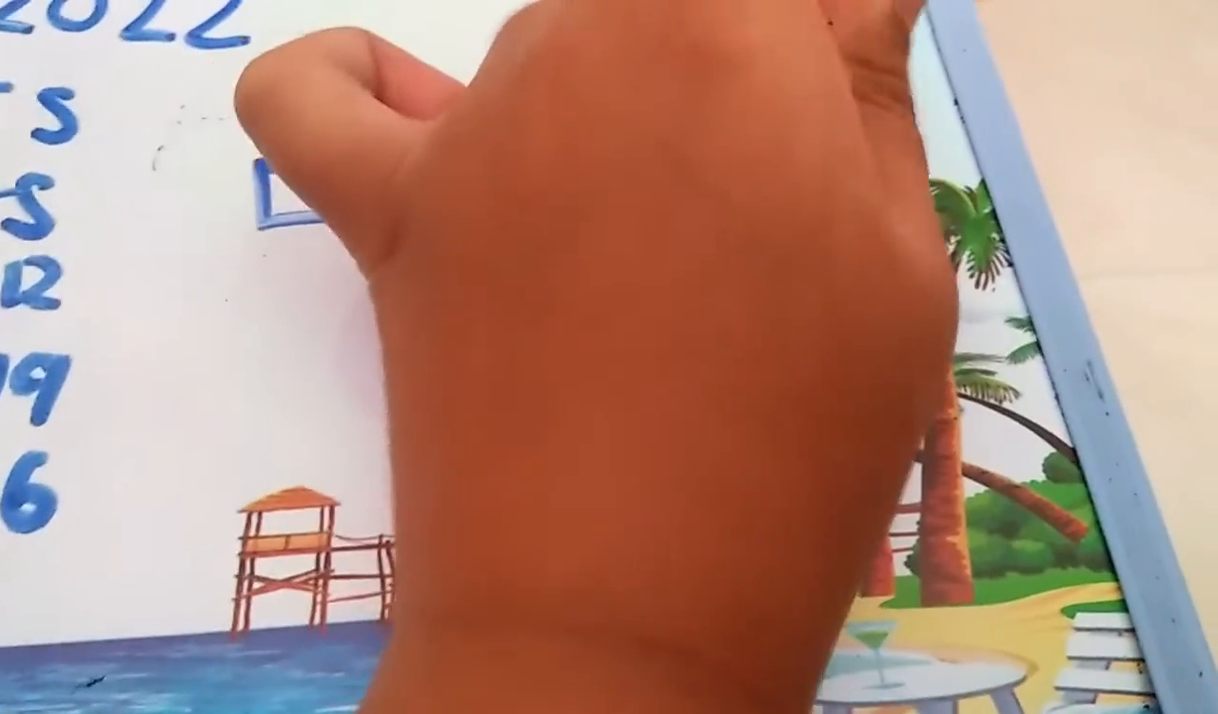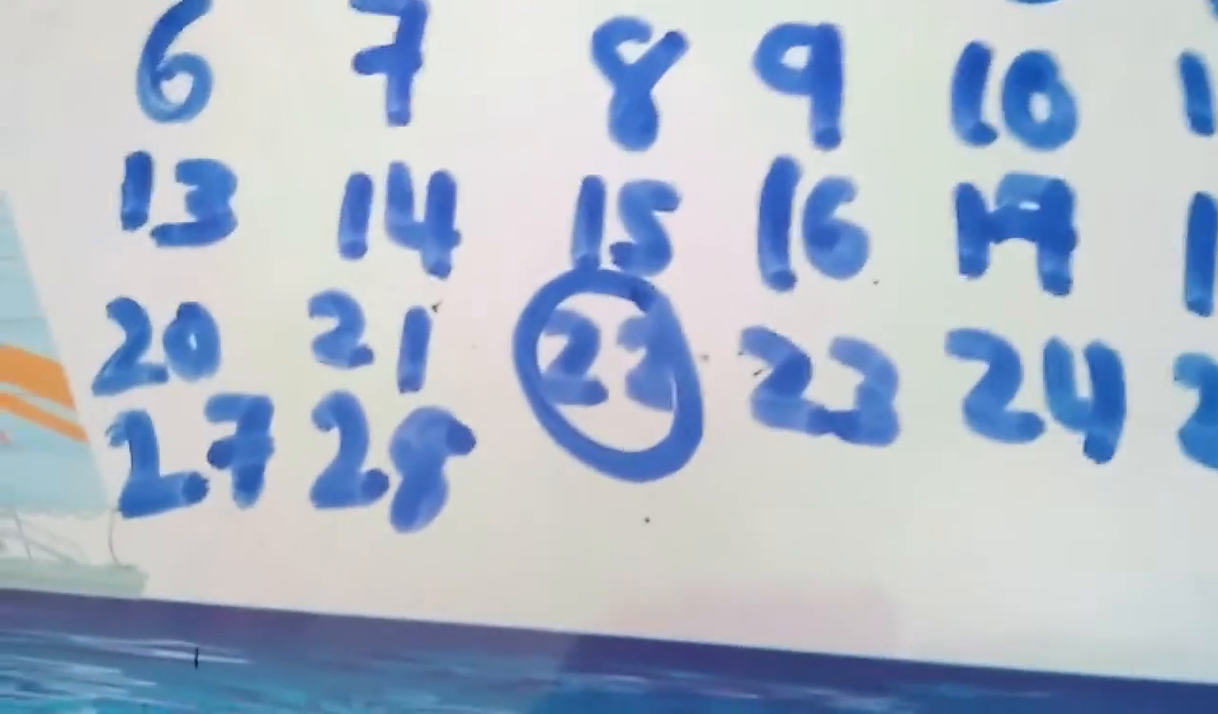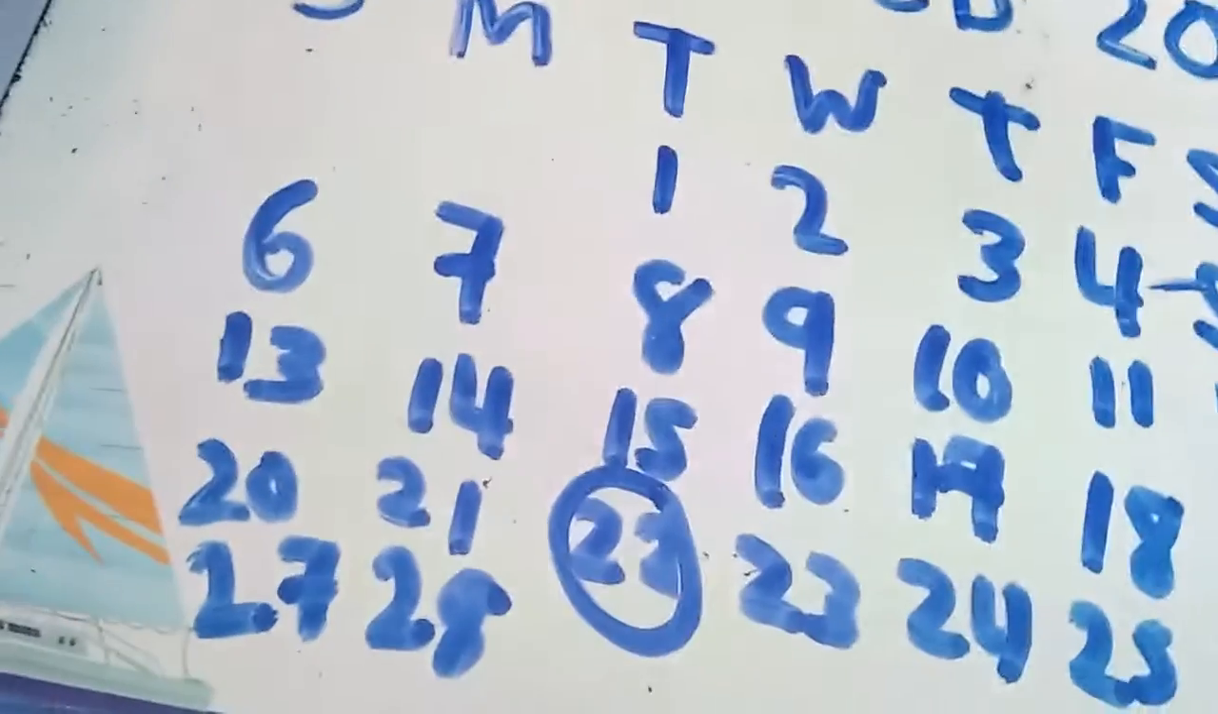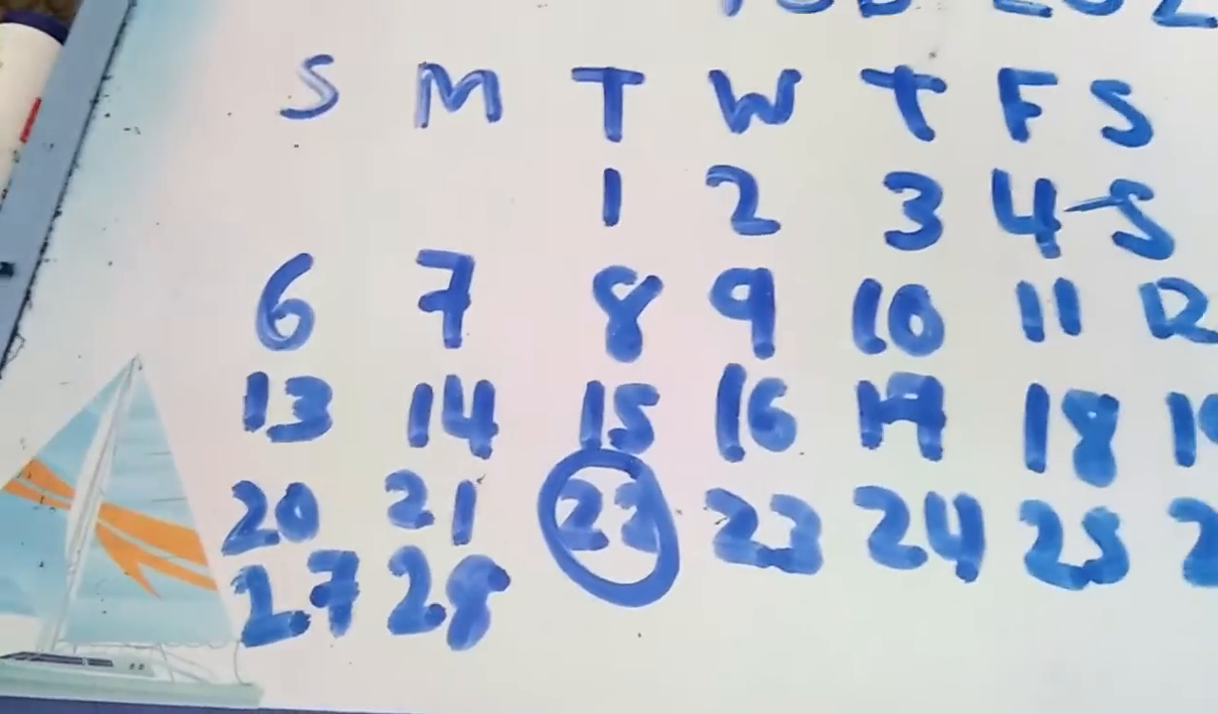Now we write the date in calculator style: 2-2-1-1-2-2. This can also be read from left to right and even upside down. Now, this is Twosday, and I uploaded a draft video on that day, and that dash is what it shows on my computer.